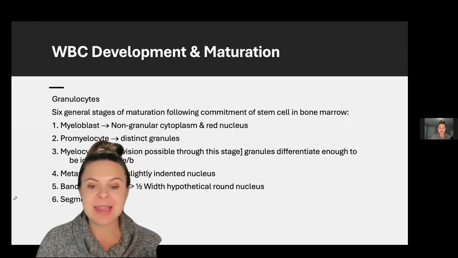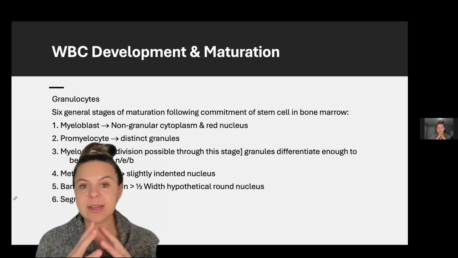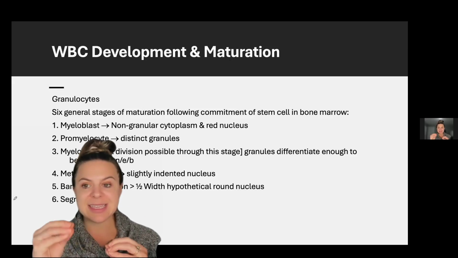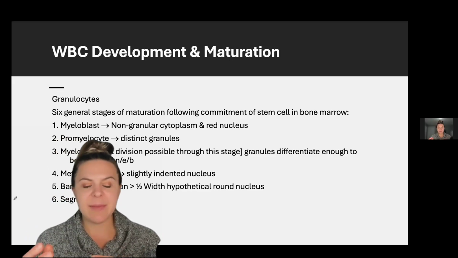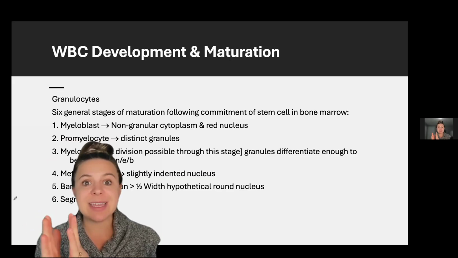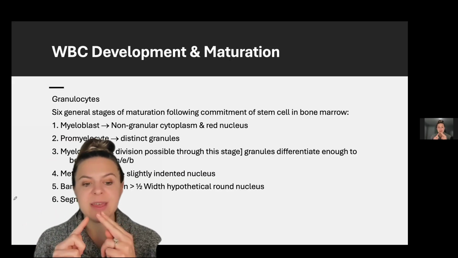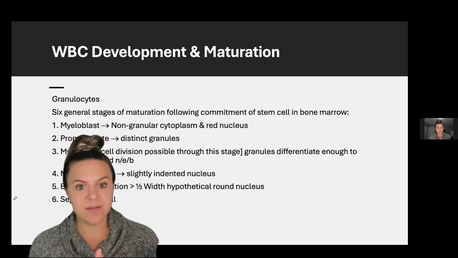We start with a myeloblast. We have no granules really in the cytoplasm and a red nucleus. We then get distinct granules when we become a promyelocyte. We then become a myelocyte where our granules are different enough that we can differentiate between neutrophil, eosinophil, and basophil. And at this point, we still can undergo cell division.